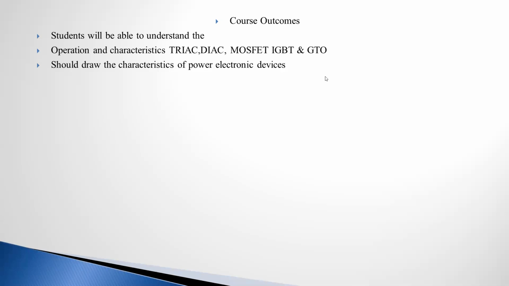At the same time, you have to know the applications of all these devices. These are the second unit outcomes. So students should be able to understand the operation of all the devices, triac, diac, MOSFET, IGBT and GTO, and all of you should be able to draw the characteristics of all these devices. Is it clear?